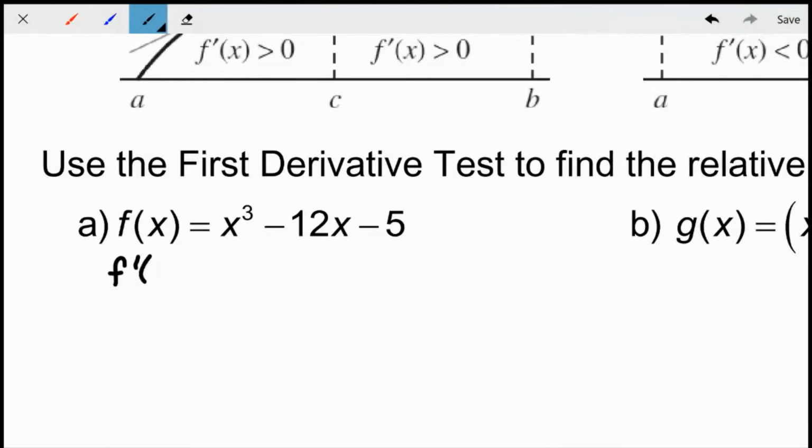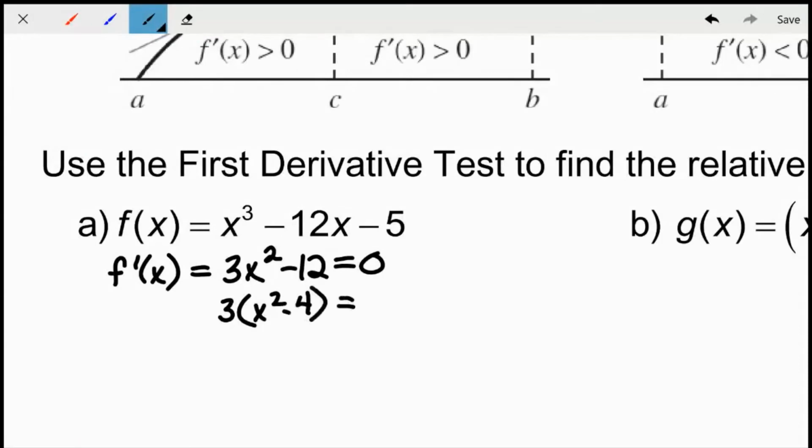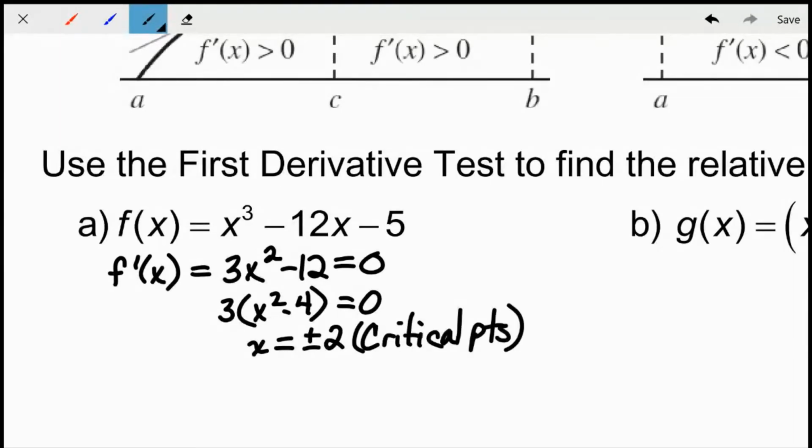So I'm going to take my derivative, which in this case would be 3x squared minus 12, and I'm going to set that equal to 0. And so I can factor a 3 out. That would give me 3 times (x squared minus 4) equals 0. And I'm going to end up with x equals plus or minus 2. Okay, so again, those are my critical points. And you don't have to write it out every time. I just want to make this really clear that these are my critical points.